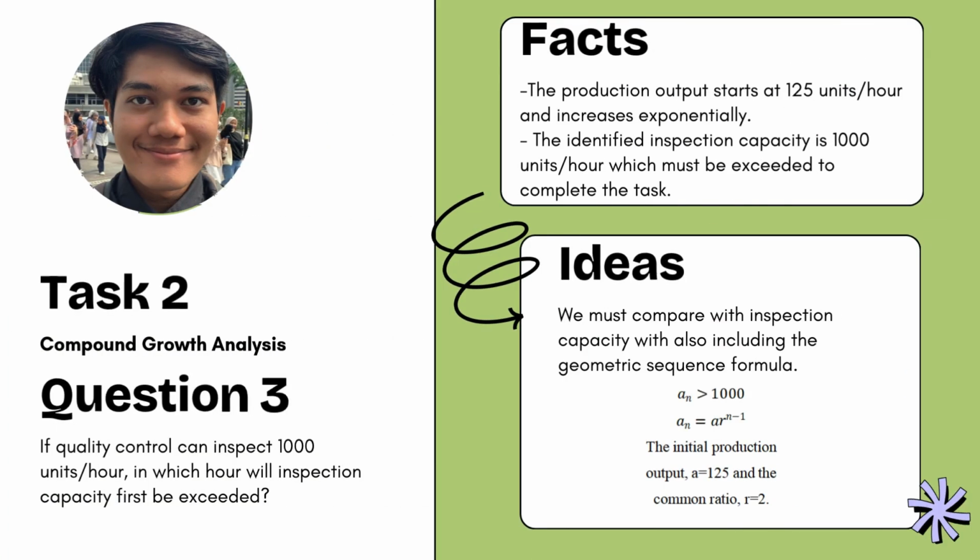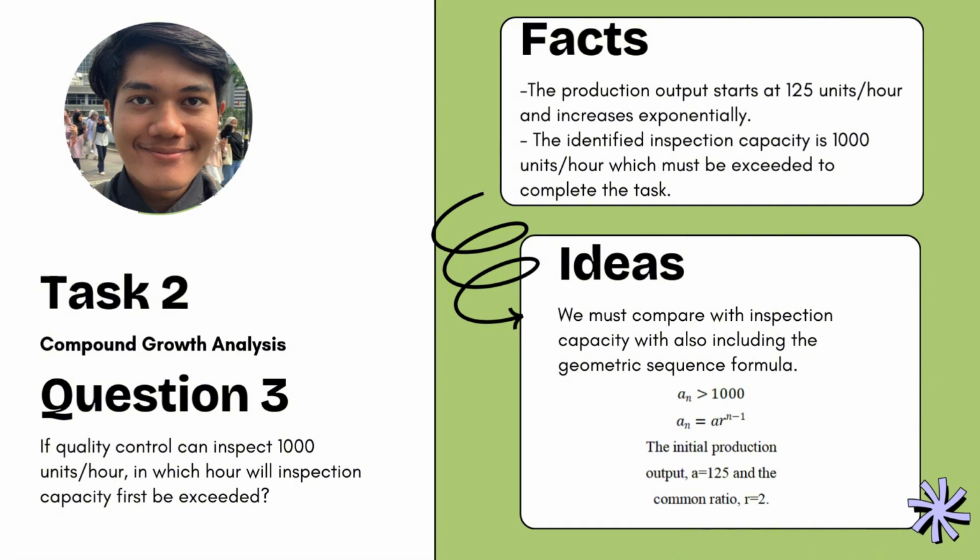And we have completed the task for question 2. And for the last one, question 3, the question is, if quality control can inspect 1000 units per hour, in which hour will inspection capacity first be exceeded? So from the question, the production output starts at 125 units per hour and increases exponentially.